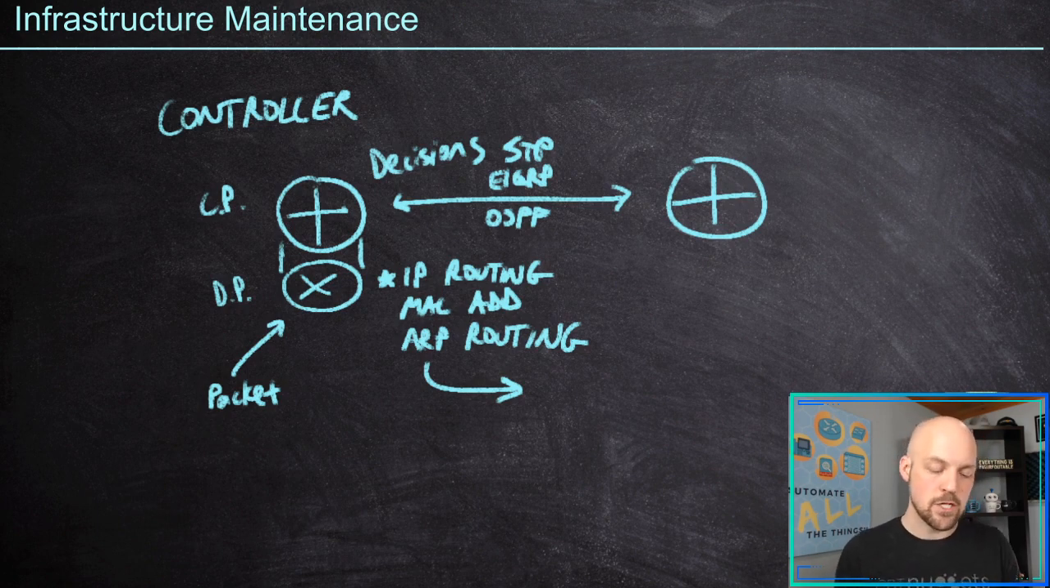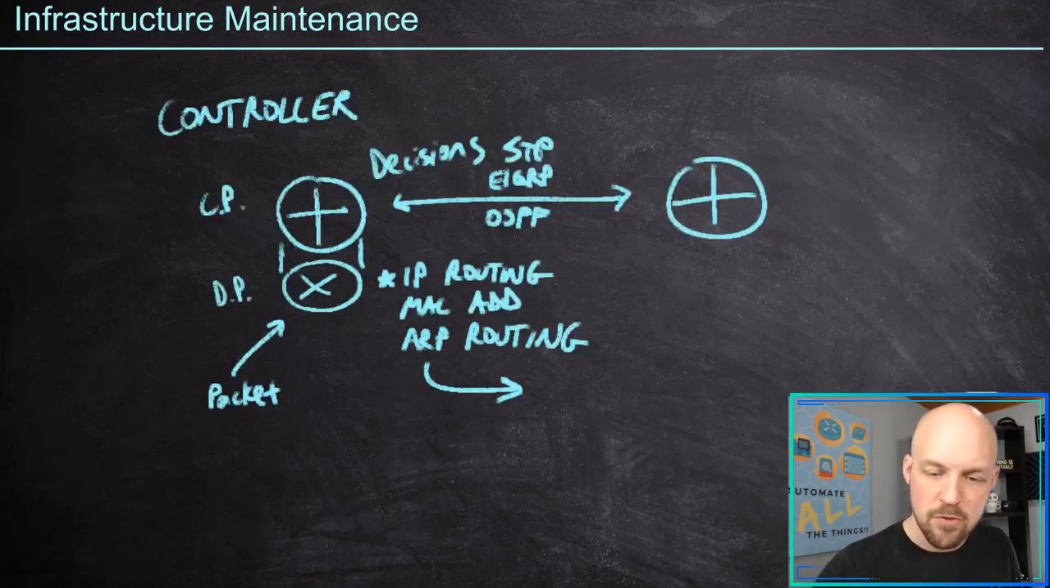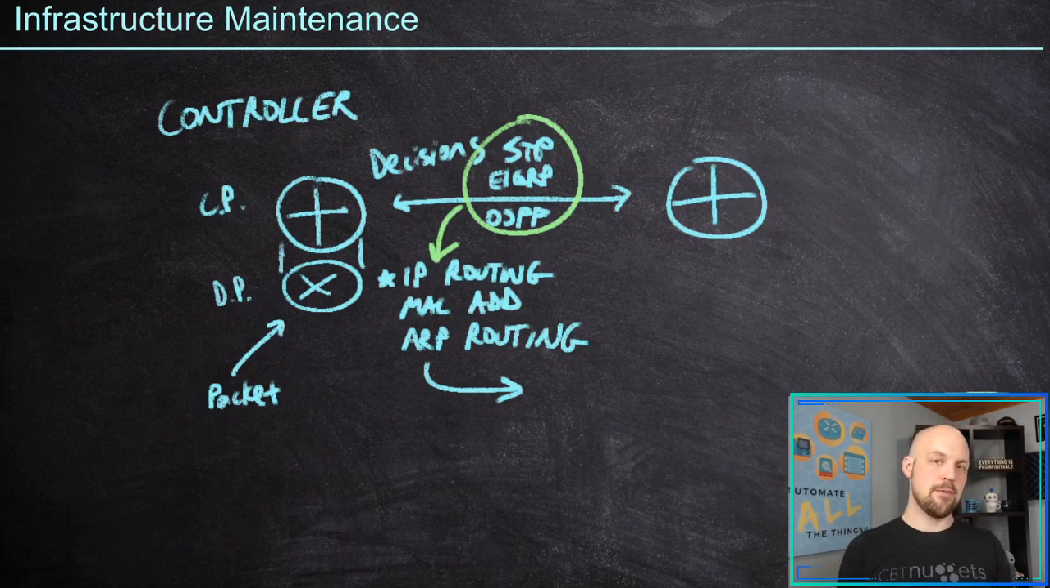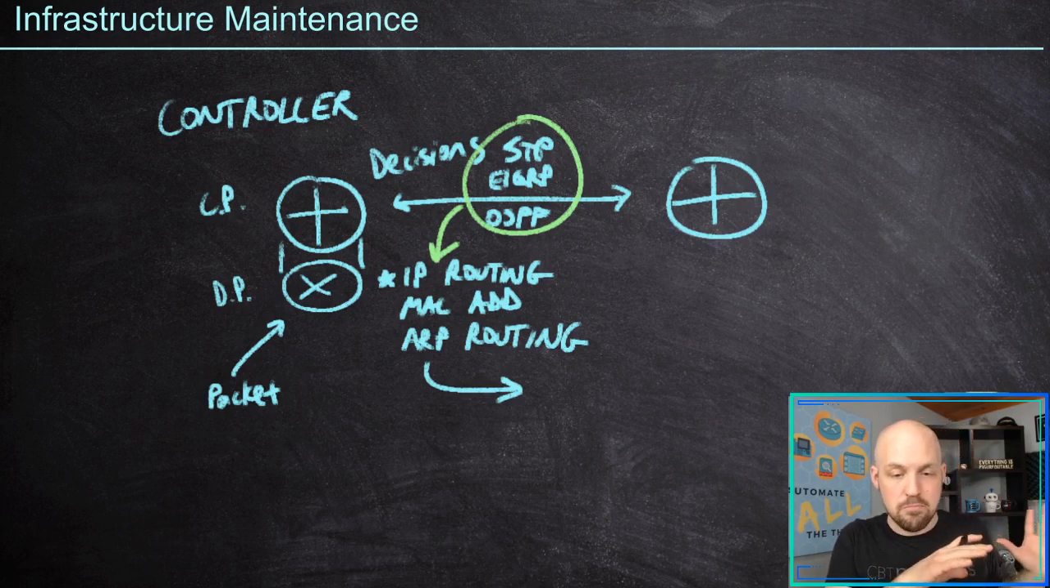Now, where does that information come from? Well, the information comes right here. The control plane feeds the data plane. It feeds the information to the data plane, and the data plane makes the decisions and pushes it along that way.